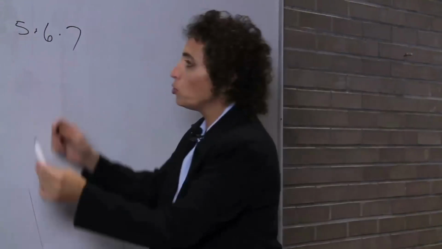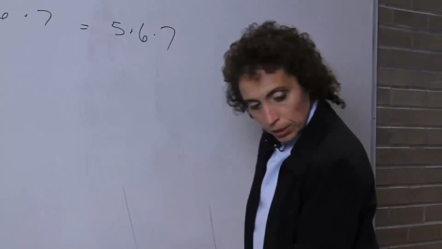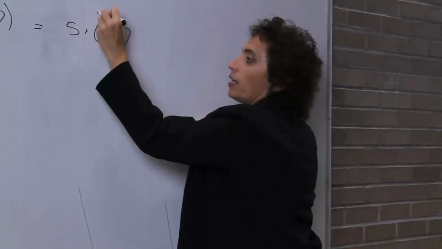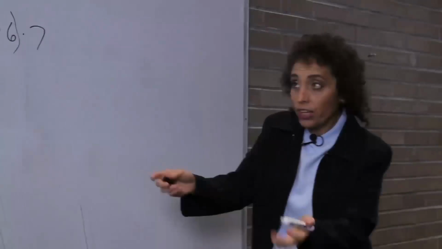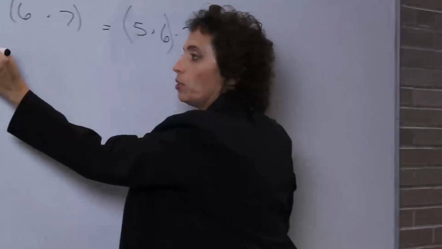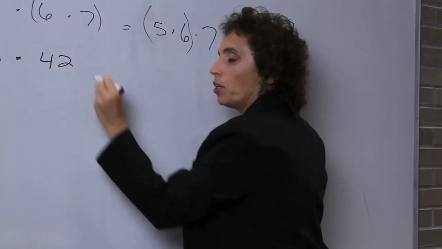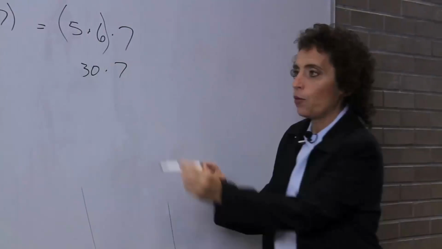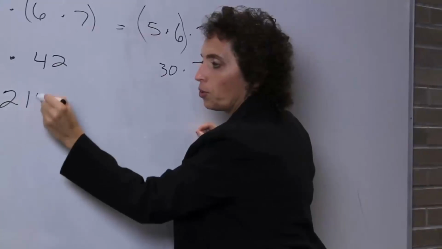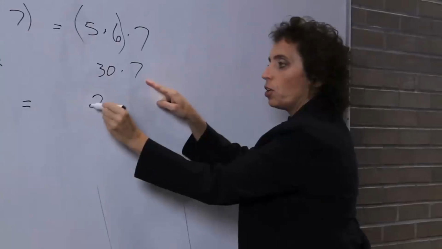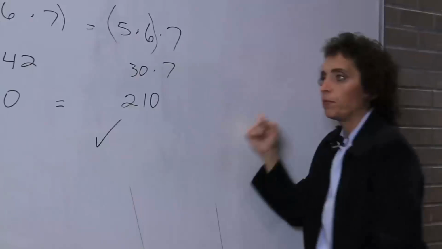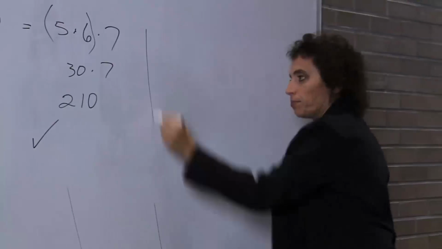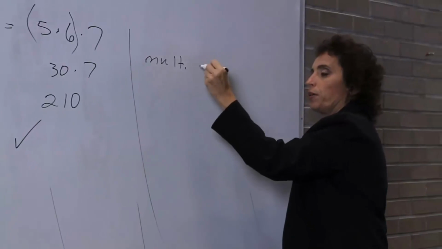It doesn't really matter who you start grouping with, but if you started with the grouping here, where the 6 hangs with the 7, let's let the 6 hang with the 5. Well, this is going to be the same. Watch, I can prove it to you. This is 5 times 42. And this is 30 times 7. And we can do this problem. This is 210, but this is also 210. So that is a true statement. So notice it is also associative. So multiplication is associative. So we can change the grouping.